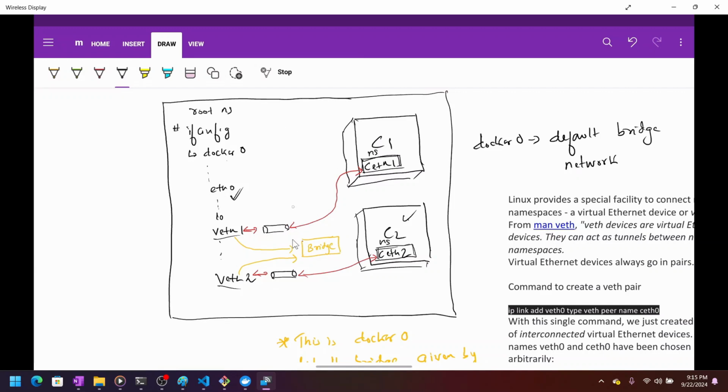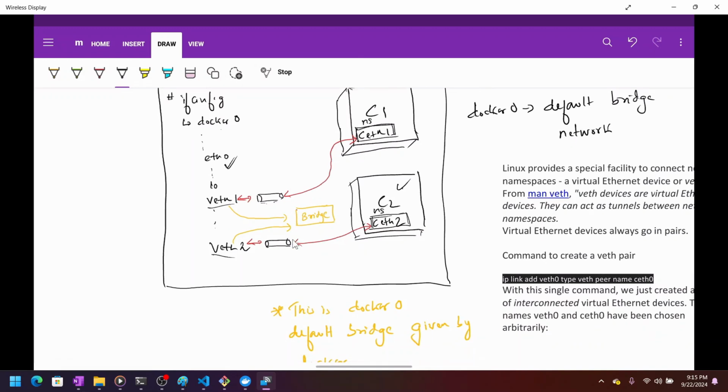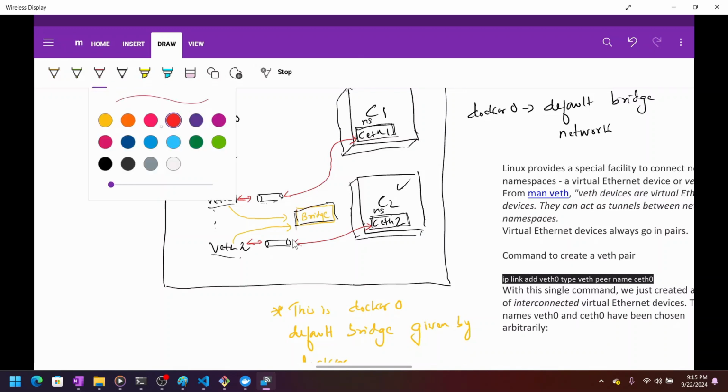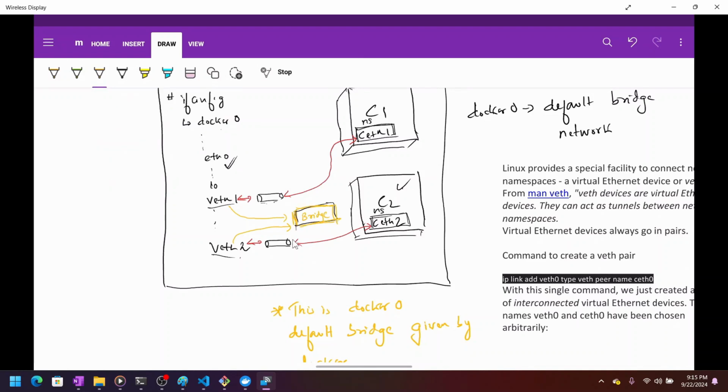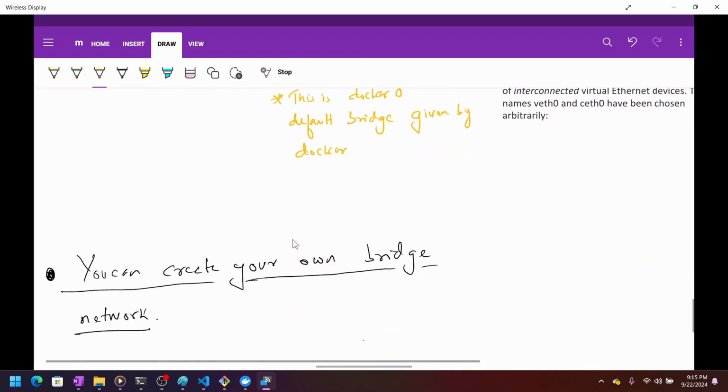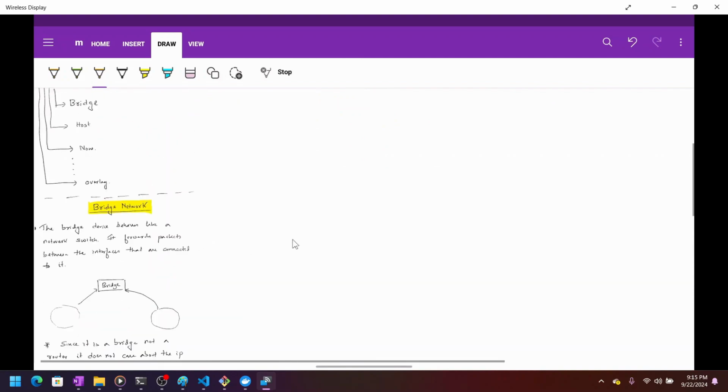So veth just provides this tunnel that connects the two namespaces, because the container has its own namespace and this is the root namespace. Here you can also see veth2 is the other pair of virtual Ethernet. We talked about that: virtual Ethernet always comes in pairs, and this is the bridge which veth1 and veth2 connect to.